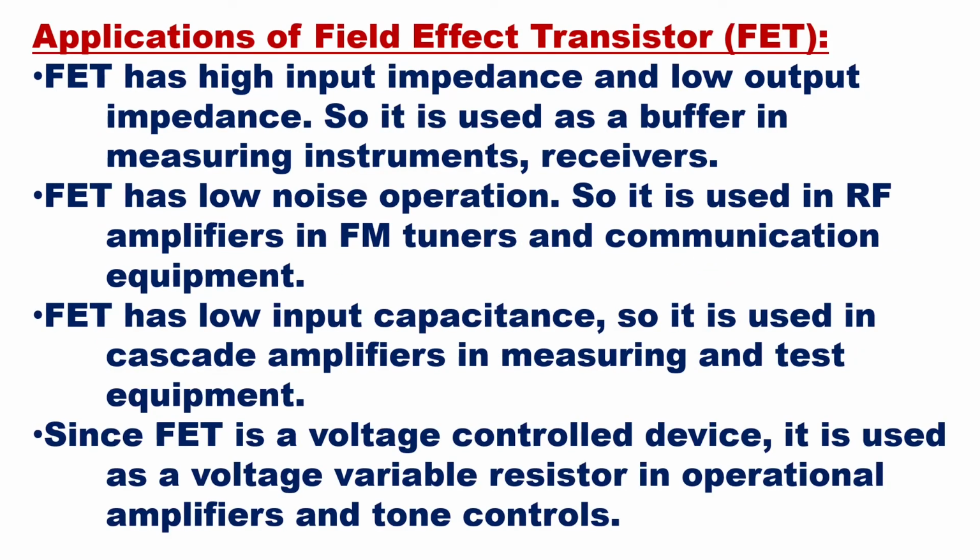So here students, we'll see what are applications of field effect transistor. Number one, FET has high input impedance and low output impedance. So it is used as a buffer in measuring instruments, receivers. Second one is FET has low noise operation. So it is used in RF amplifiers, in FM tuners and communication equipment. FET has low input capacitance. So it is used in cascade amplifiers, in measuring and test equipment.